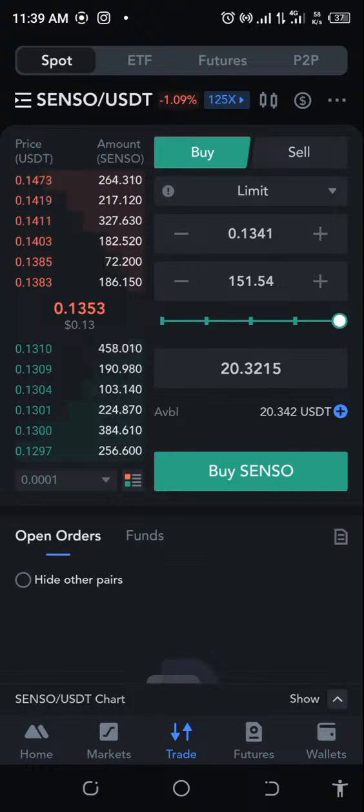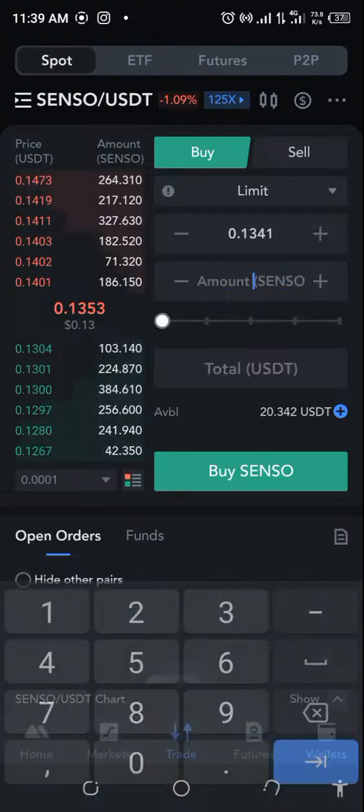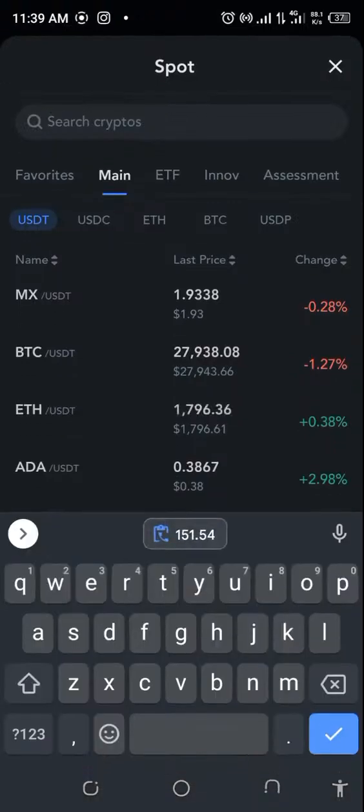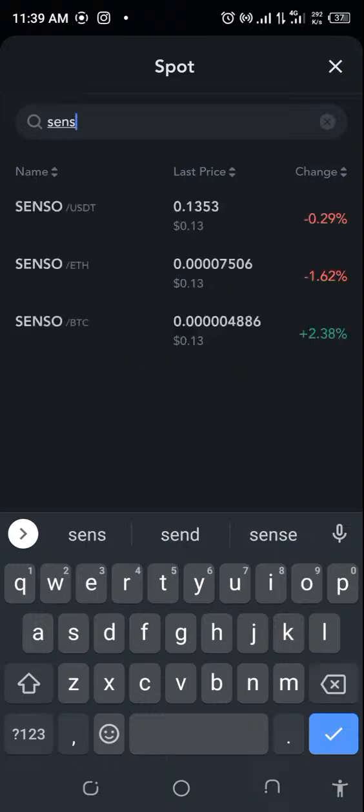So what do we have here? We've got 151.54. Okay, let's copy that, and then let's quickly go and change this to Senso BTC.